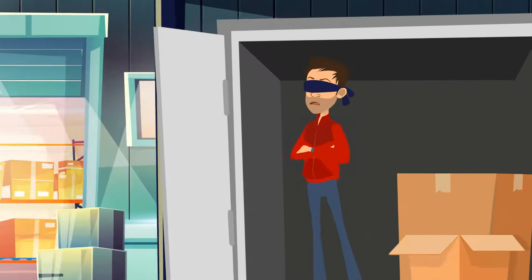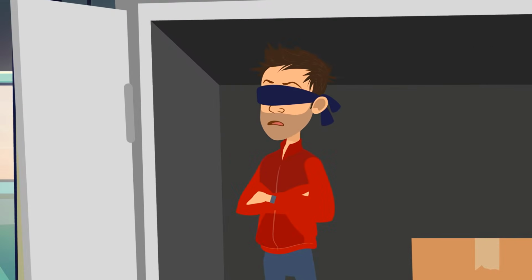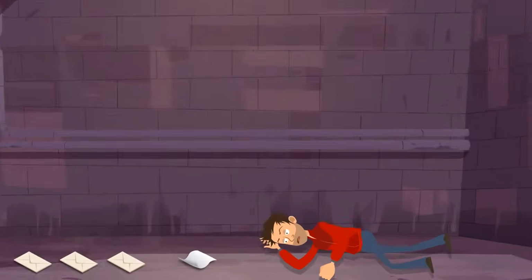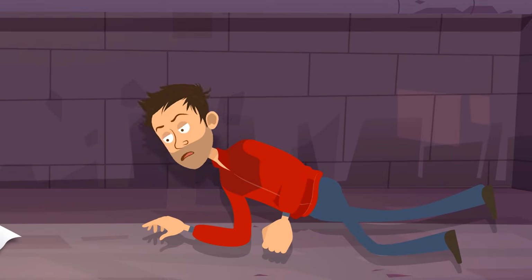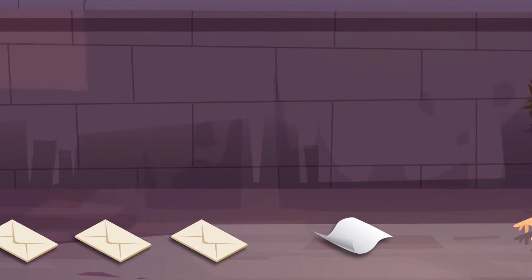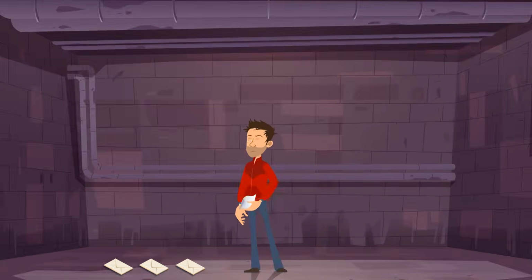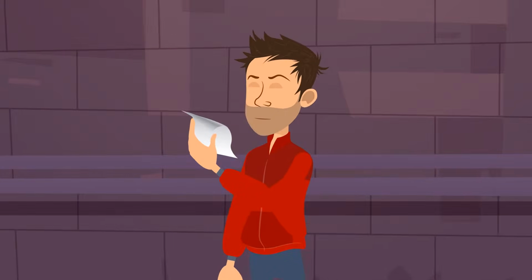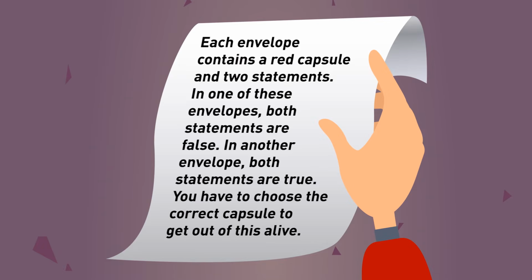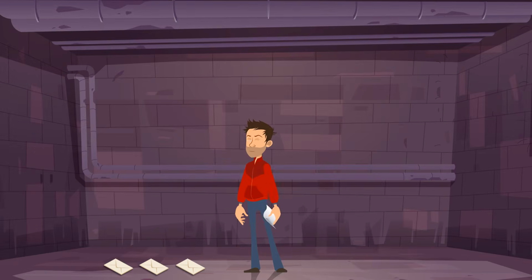Bobby was blindfolded and put into a shaky van. When he woke up, he was alone in a dark, empty room. There was nobody there, but there were 3 envelopes on the floor. A post-it on top of the envelope said, "Each envelope contains a red capsule and 2 statements. In one of these envelopes, both statements are false. In another envelope, both statements are true. You have to choose the correct capsule to get out of this alive."